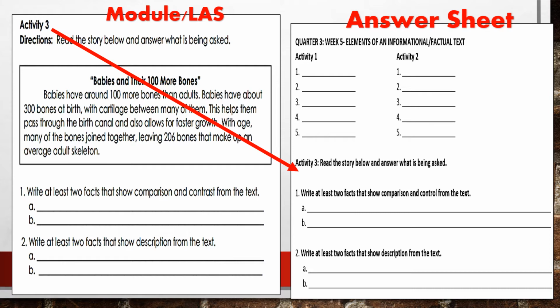Babies and their 100 more bones. Babies have around 100 more bones than adults. Babies have about 300 bones at birth, with cartilage between many of them. This helps them pass through the birth canal and also allows for faster growth. With age, many of the bones joined together, leaving 206 bones that make up an average adult skeleton.